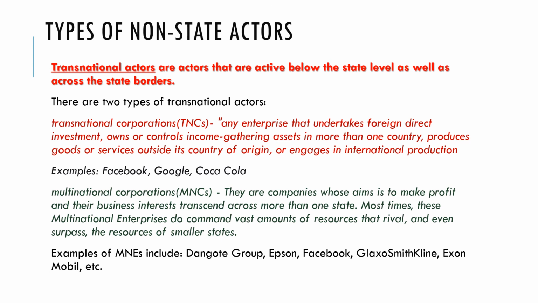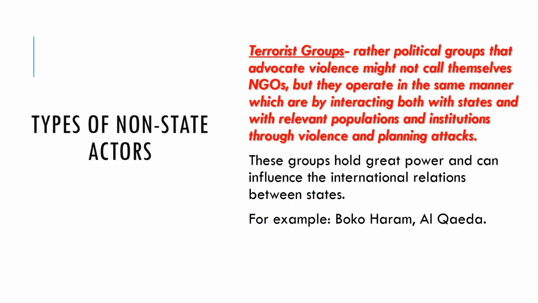ExxonMobil, and so on. If we're talking about terrorist groups or political groups that advocate violence, most likely they will not call themselves groups that advocate violence, or call themselves NGOs. However, they act in the same manner, by interacting with both states and relevant populations and institutions through violence and planning attacks. So these groups hold great power and can influence the international relations between states. Examples of groups that advocate violence nowadays that are most active are Boko Haram, Al-Qaeda, and so on.